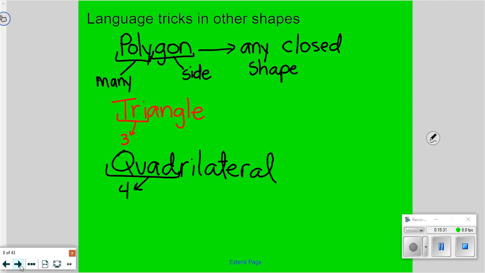Biggest muscle in your body. How many parts is it made of? 4. Yep. 1, 2, 3, 4. The whole thing is called a quadricep. It's just broken into different parts.